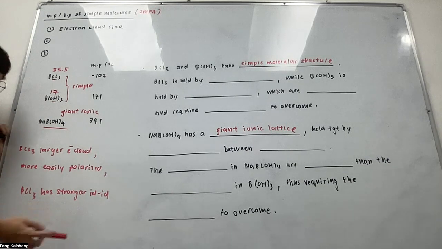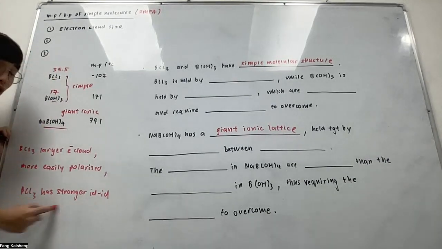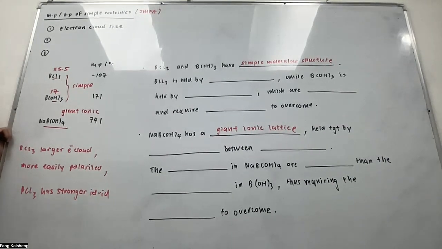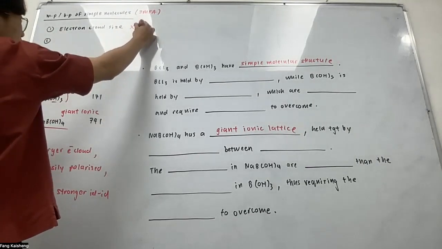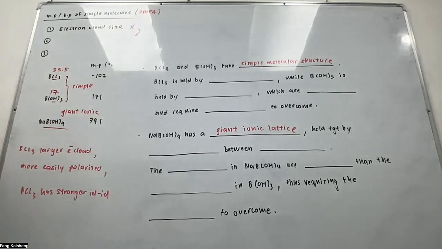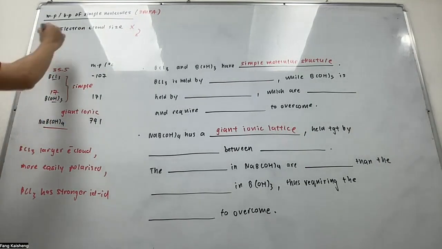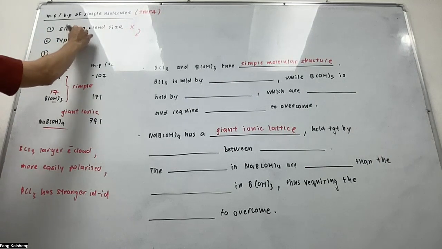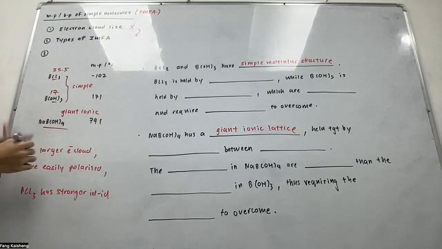Now I'm not saying this is wrong. BCl3 is indeed larger, so it indeed has stronger ID attractions. But somehow it's just not as significant as other factors. So it's quite clear that electron cloud size cannot work. So we need to go to the next factor. Can you remember what it is? The types of intermolecular forces. Here we compare the strength of the different types. So let's see whether this works.